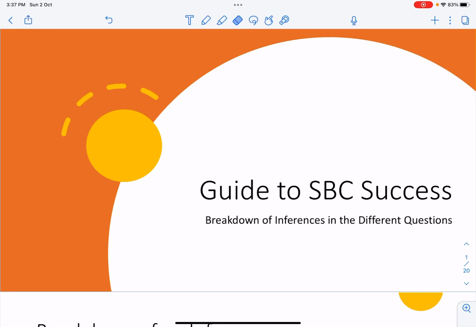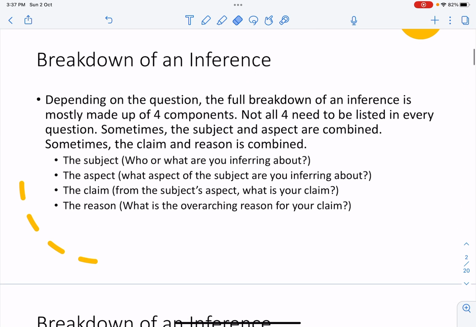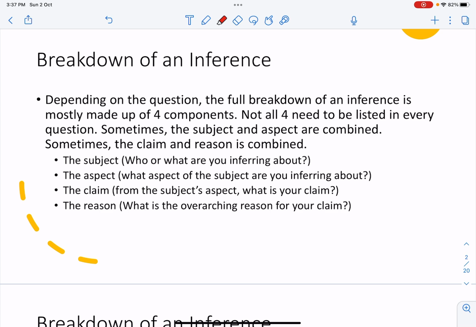Alright, now this is a short breakdown of what an inference actually is and how you can ensure that you do not get the sub-inference marks, but you get the full inference marks. Now, when I say do an inference, the main thing you need to find out is these four things. Not all four will apply for every single question.